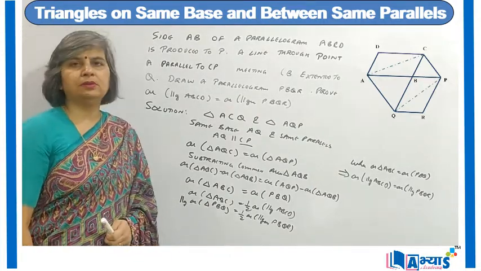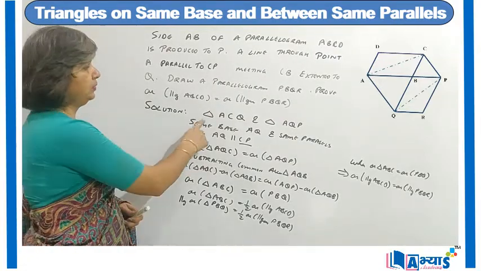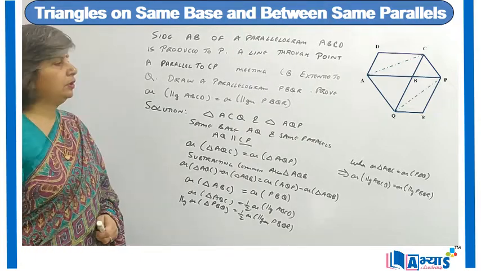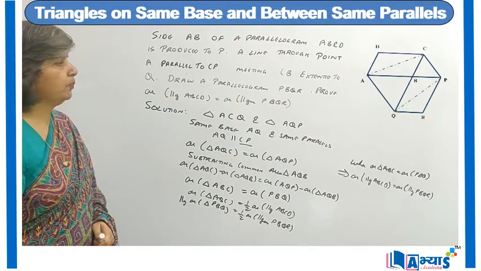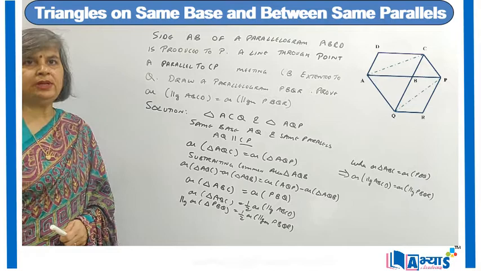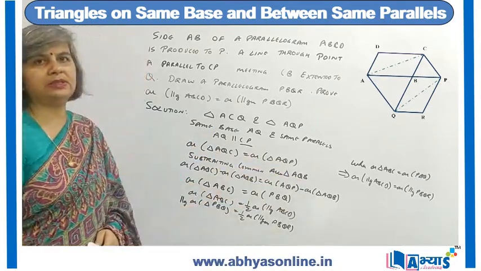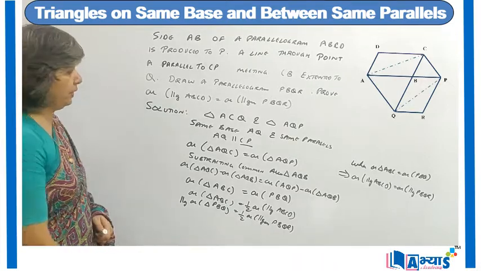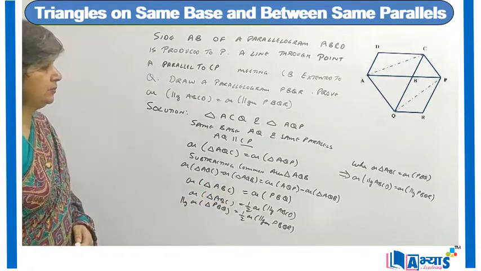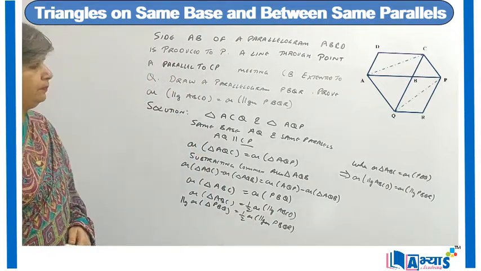So basically in the question we have used the concept that the two triangles, that is ACQ and AQP, are on the same base AQ and they are between the same parallels, because we have drawn AQ parallel to CP. Now when they are between the same parallels and on the same base, their areas are equal, and as the areas are equal, we have subtracted the common area, that is AQB, from both the triangles. So we have got AQC minus AQB is equal to triangle ABC. Similarly, area of triangle AQP minus area of AQB is equal to PBQ.